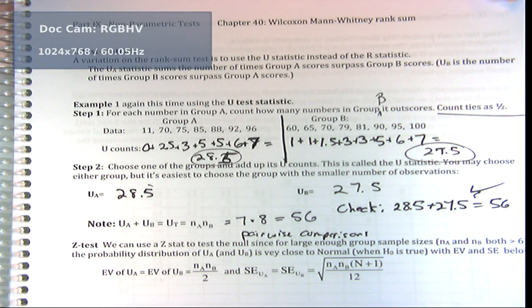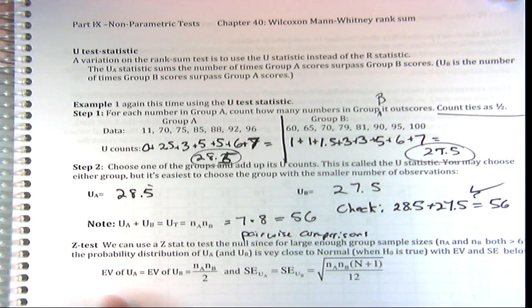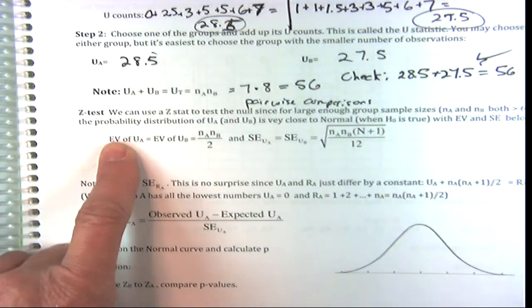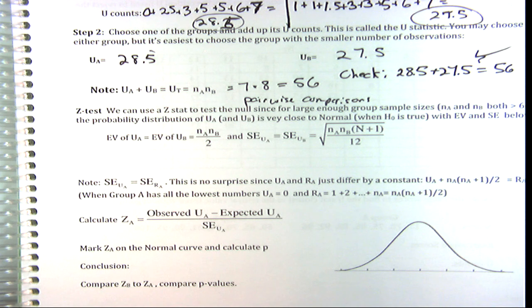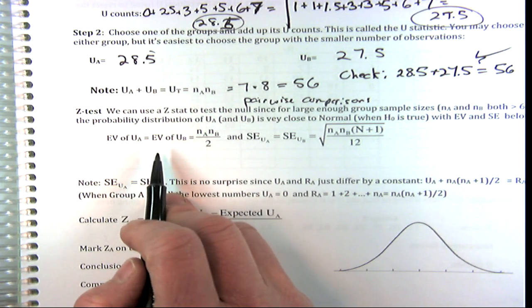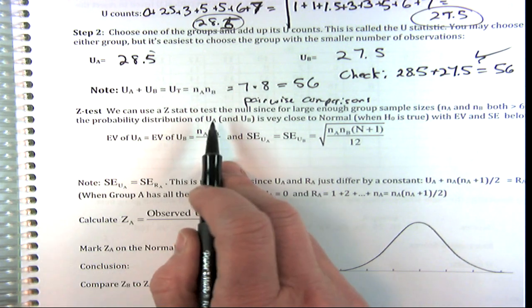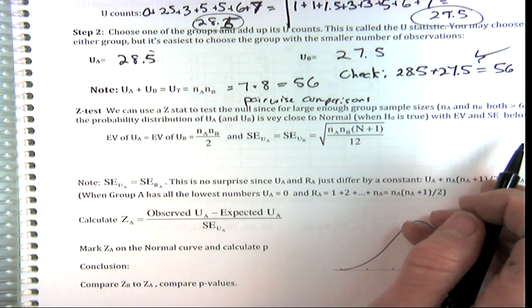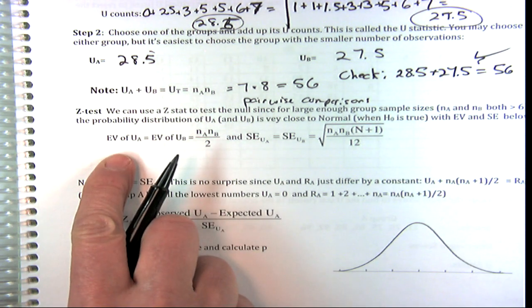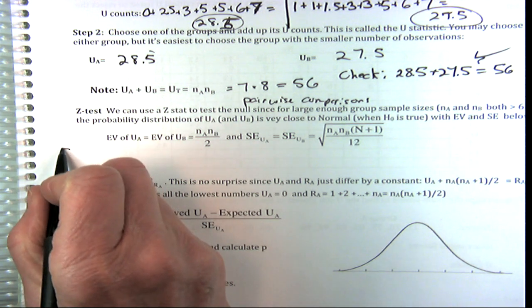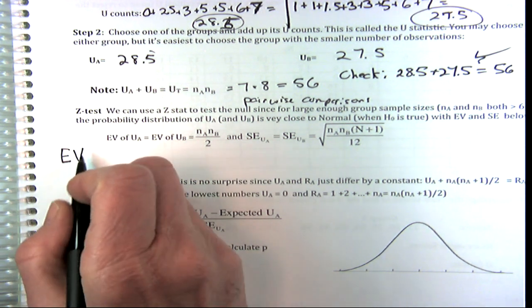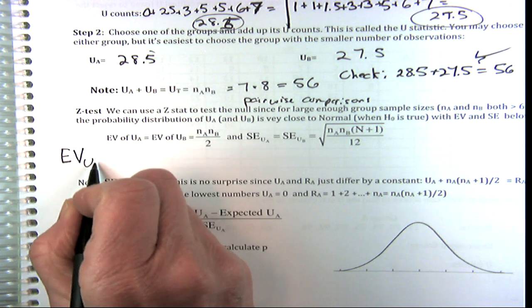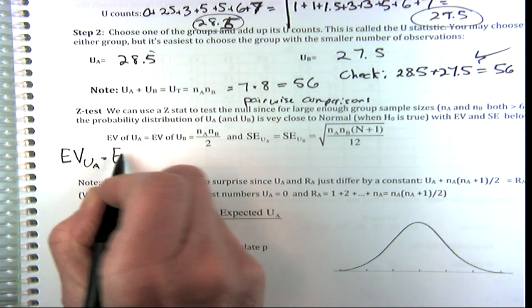So now we can also do the same thing we did before. We can compute a z-statistic, and we're going to get the same answer. So we can use the z-stat to test the null the same way. And here, the expected value of UA is equal to the expected value of UB.